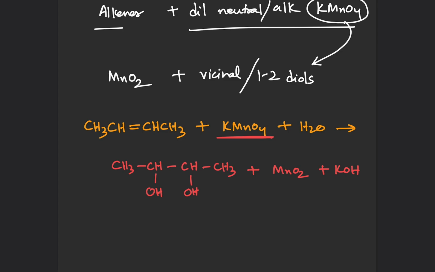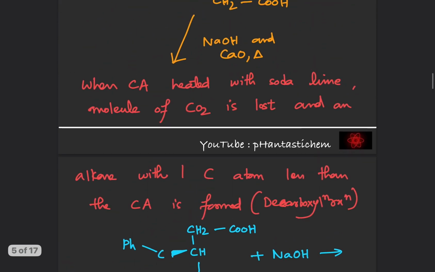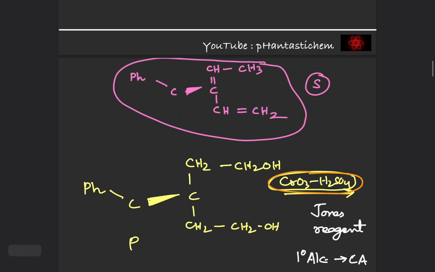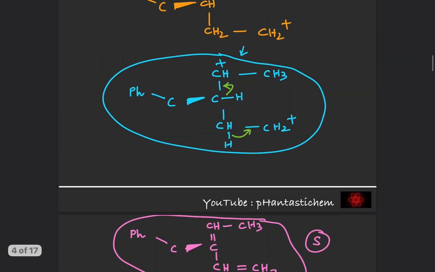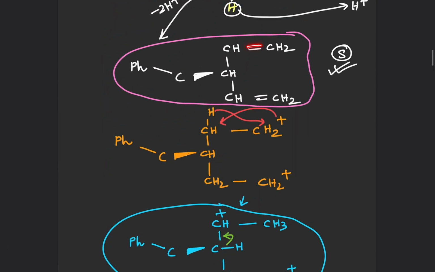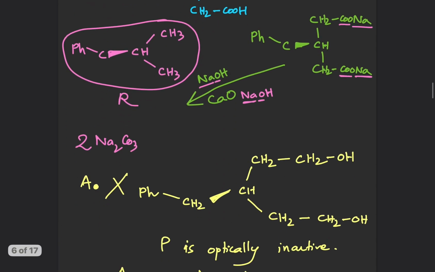And the option is saying S gives Bayer's test. Now if we look at S, it is an alkene, it consists of double bonds, and the other S also consists of double bonds. So both of them are alkenes, so S will give Bayer's test, so B is a true statement.